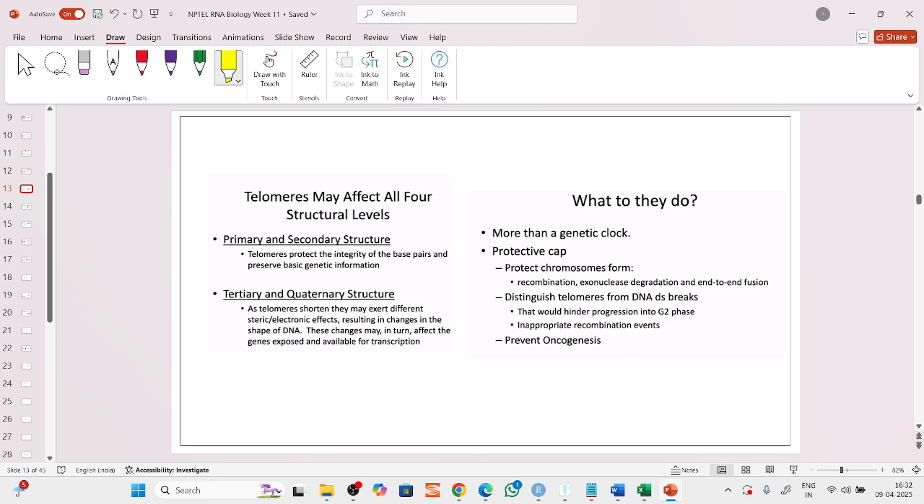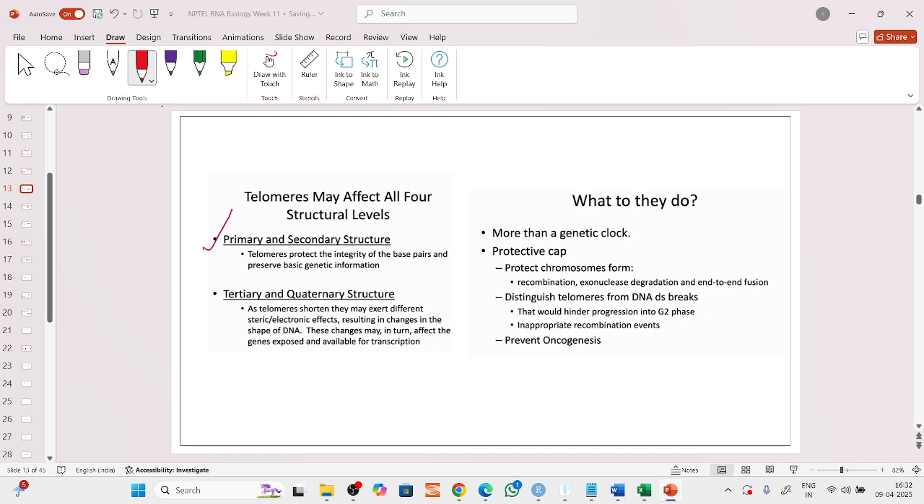Now, telomeres may affect all four structural levels. What is the meaning of this? Primary and secondary structure: telomeres protect the integrity of the base pairs and preserve the basic genetic information. It helps the DNA to replicate while preserving the genomic content, and therefore it preserves the basic genetic information. So primary and secondary structure is completely understood.